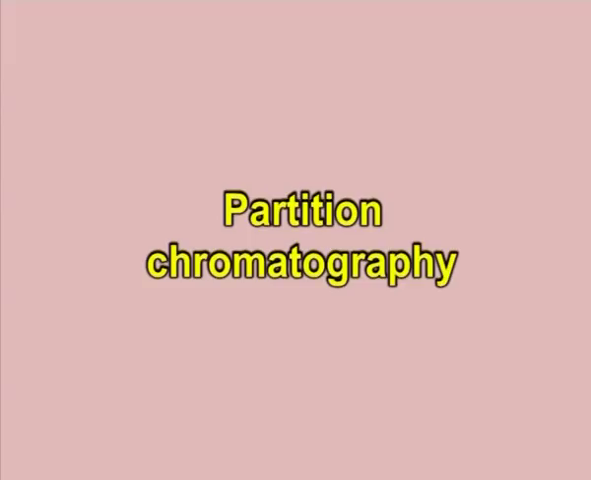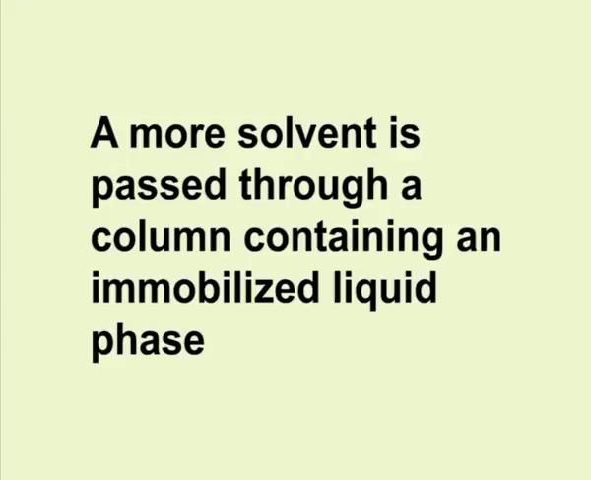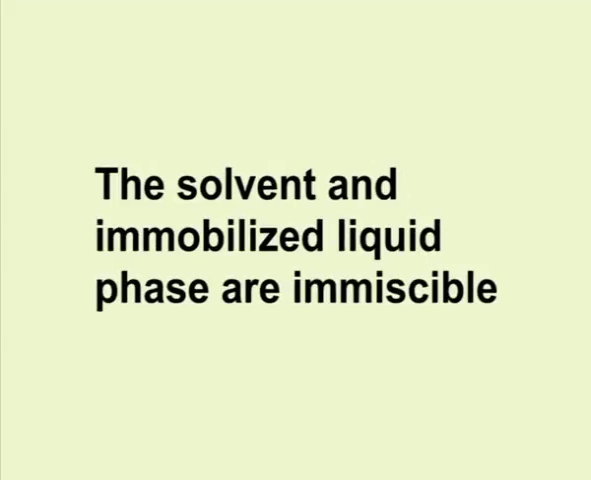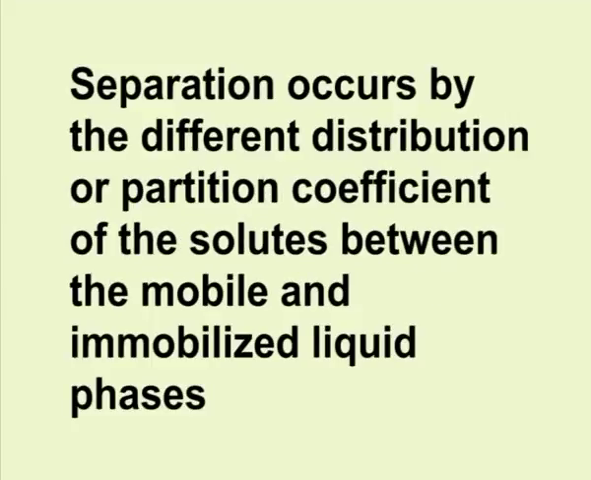Partition chromatography. A mobile solvent is passed through a column containing an immobilized liquid phase. The solvent and immobilized liquid phase are immiscible. Separation occurs by the different distribution or partition coefficient of the solutes between the mobile and immobilized liquid phases.